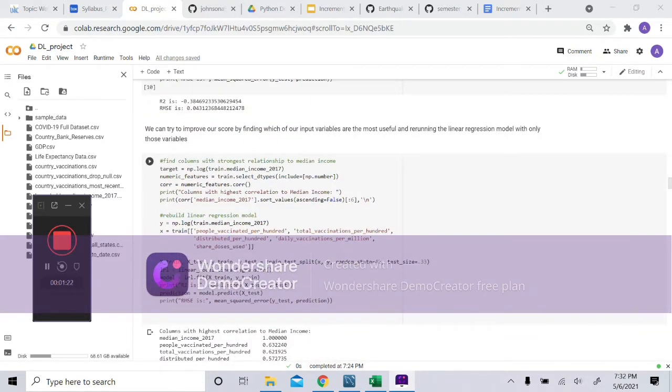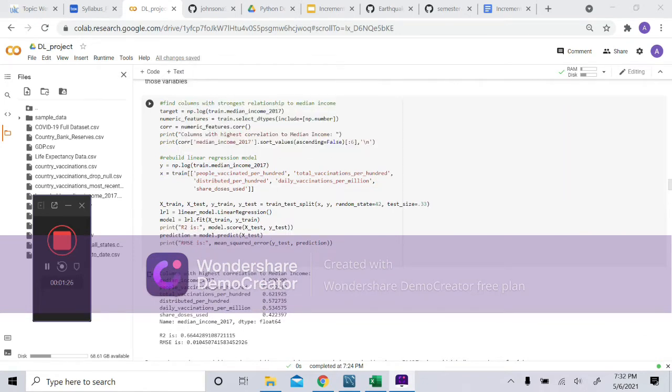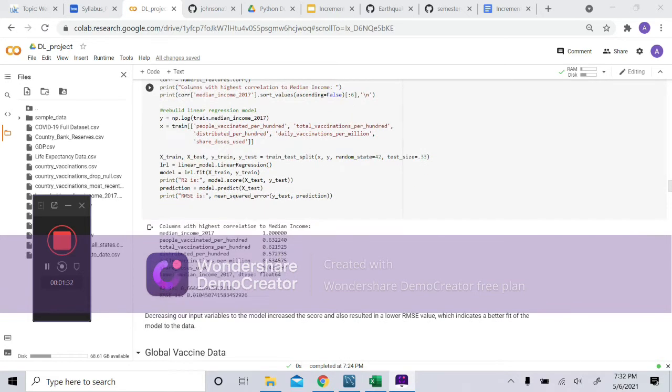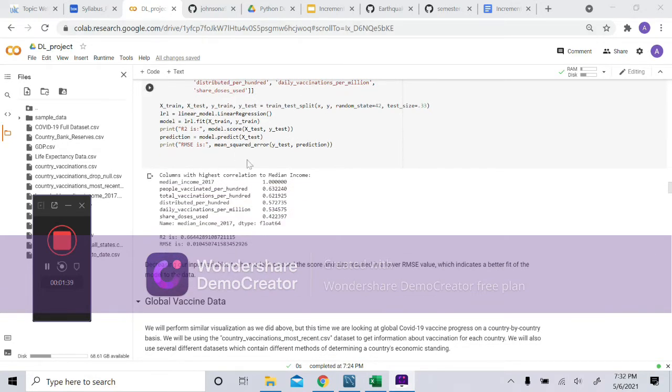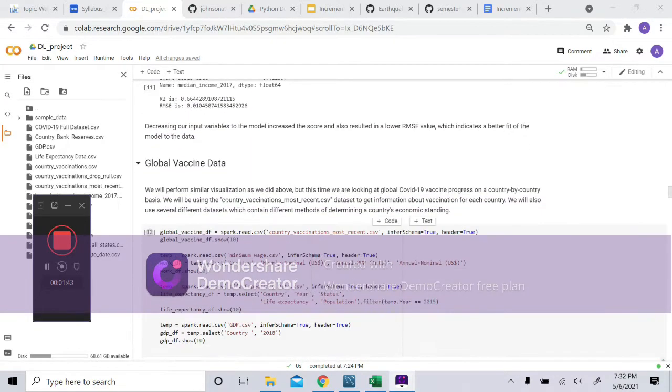And then I selected the 5 top correlated features and then redid the linear regression model using just those features and was able to double the accuracy score. And it had a really low RMSE there. So that shows that the median income is a good indicator of vaccine rollout.